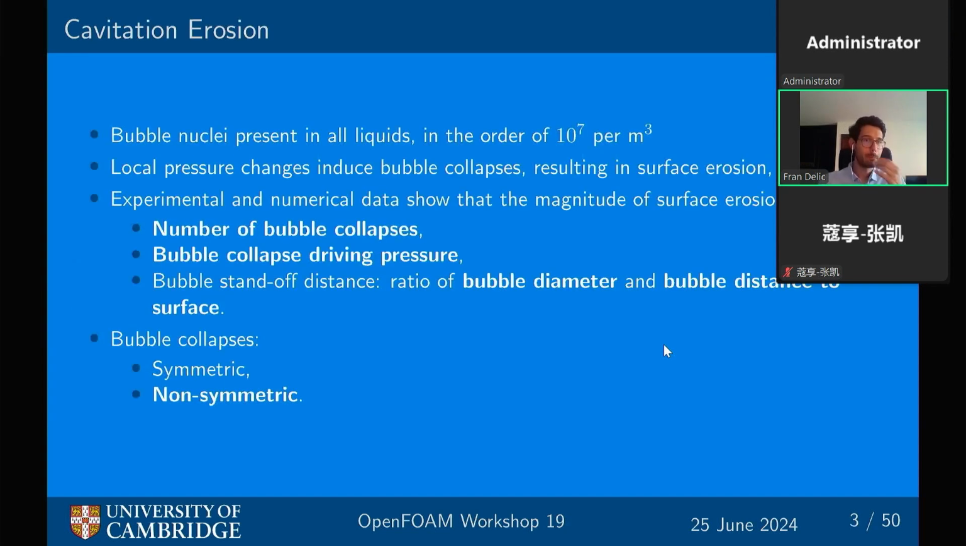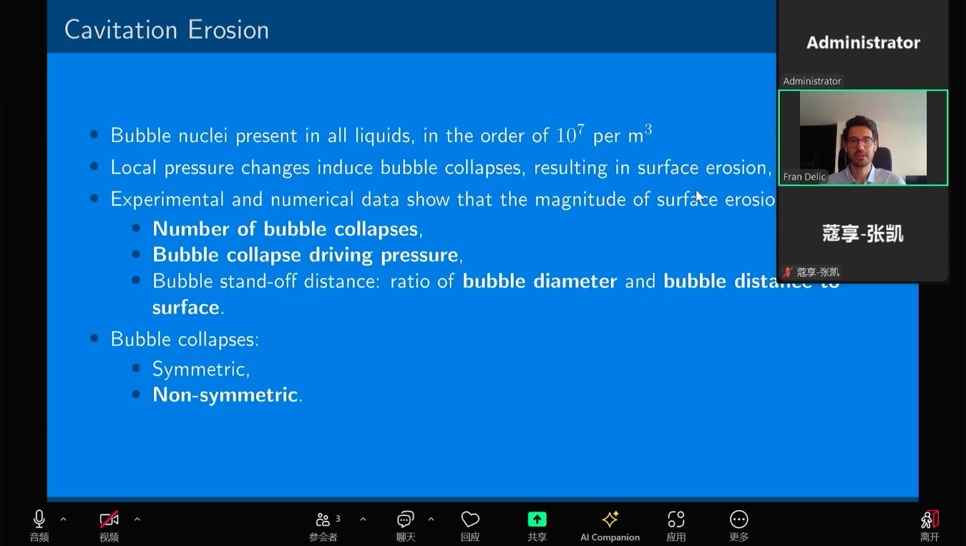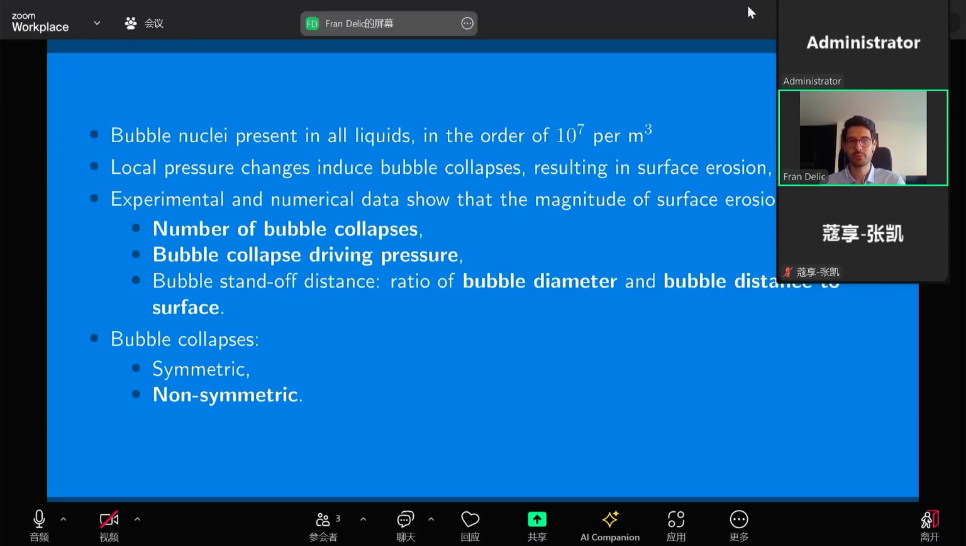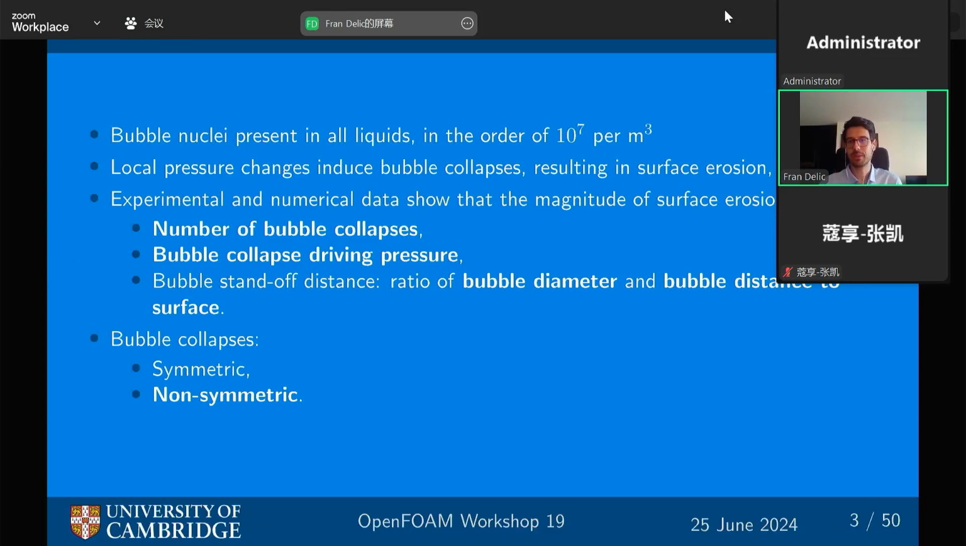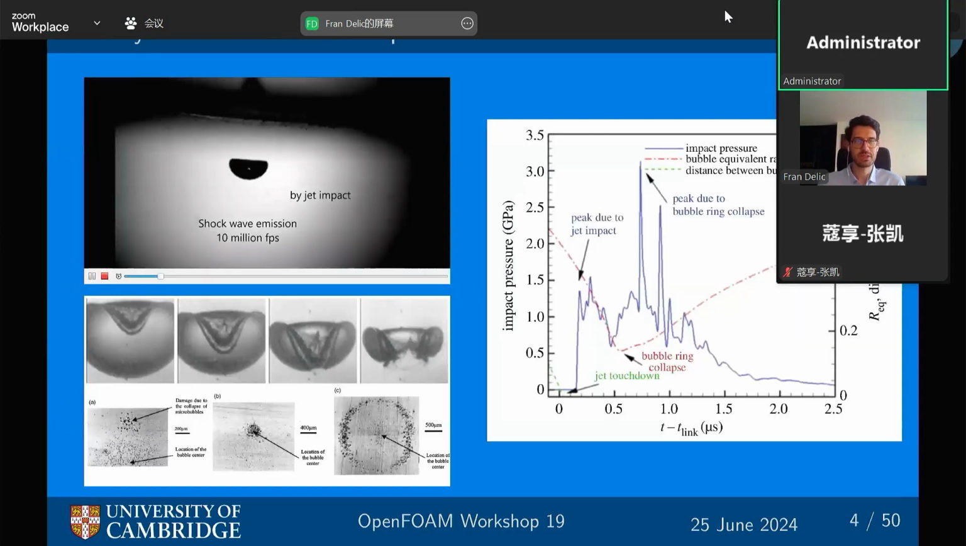Bubble nuclei are present in all liquids, on the order of millions per cubic meter, and as they experience pressure changes, they might collapse near a wall, which might result in surface erosion. If we look at experimental and numerical data, we can see that the magnitude of surface erosion depends on 4 factors. These are the number of bubble collapses, the bubble collapse driving pressure, bubble diameter, and bubble distance to the surface. I'm mostly interested in non-symmetric bubble collapses as shown in the video above.